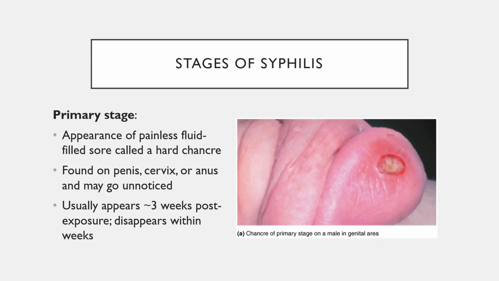It's filled with fluid, but it is painless, and so it can often go unnoticed if it's found, for example, on the cervix or the anus. In men, it can often be found on the penis, but in women, it is often found in the cervix. And because it's painless, it may not be apparent that the sore is there. And so this stage, if it is unrecognized, will then progress to the secondary stage.